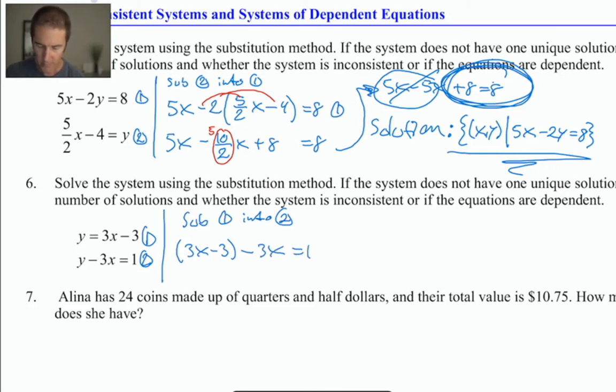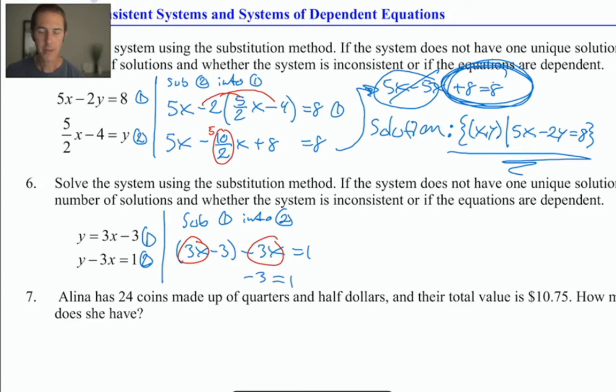And those parentheses aren't really doing anything for us. So we can combine like terms right away. And notice that this 3x minus this 3x, those cancel out, leaving us with a statement that says negative 3 equals 1. This is another one of those indicators like 8 equals 8, which is always true. Well, negative 3 equaling 1, that's never true.